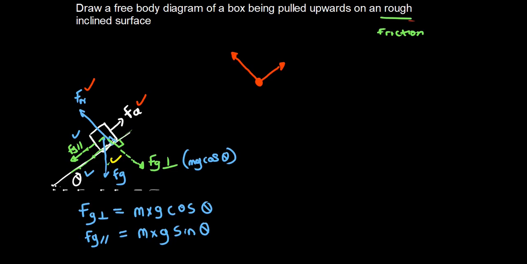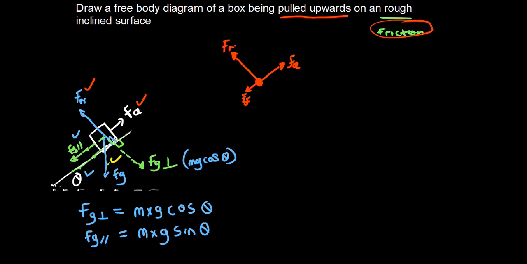Okay, they say that the surface is rough, so we know that we're going to have some friction, and this box is being pulled upwards. It means our frictional force will go downward. Our frictional force should be a bit short. This is our frictional force, this is our force applied, and this is our normal force.